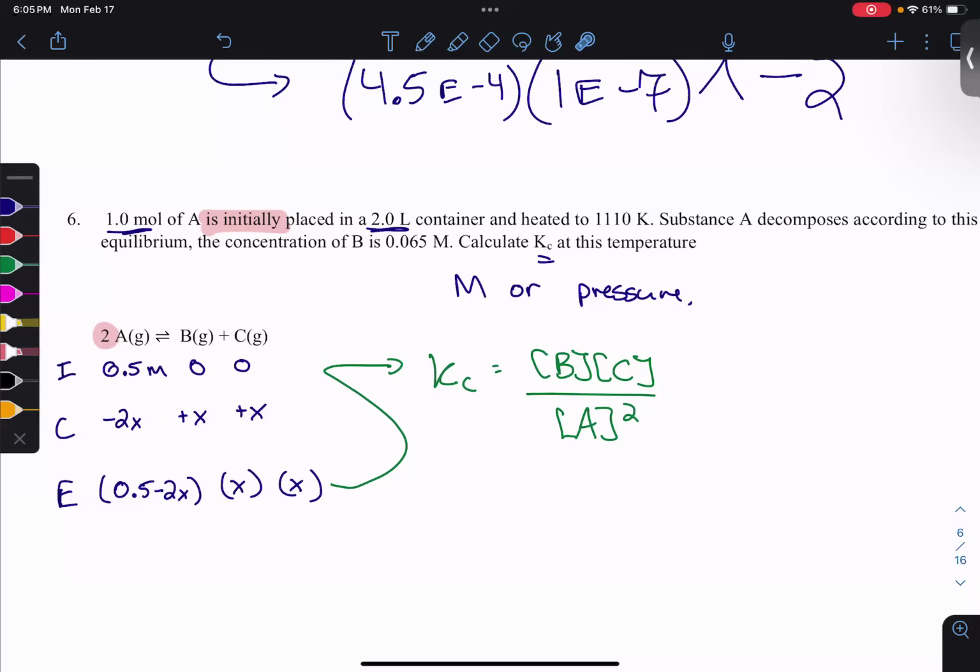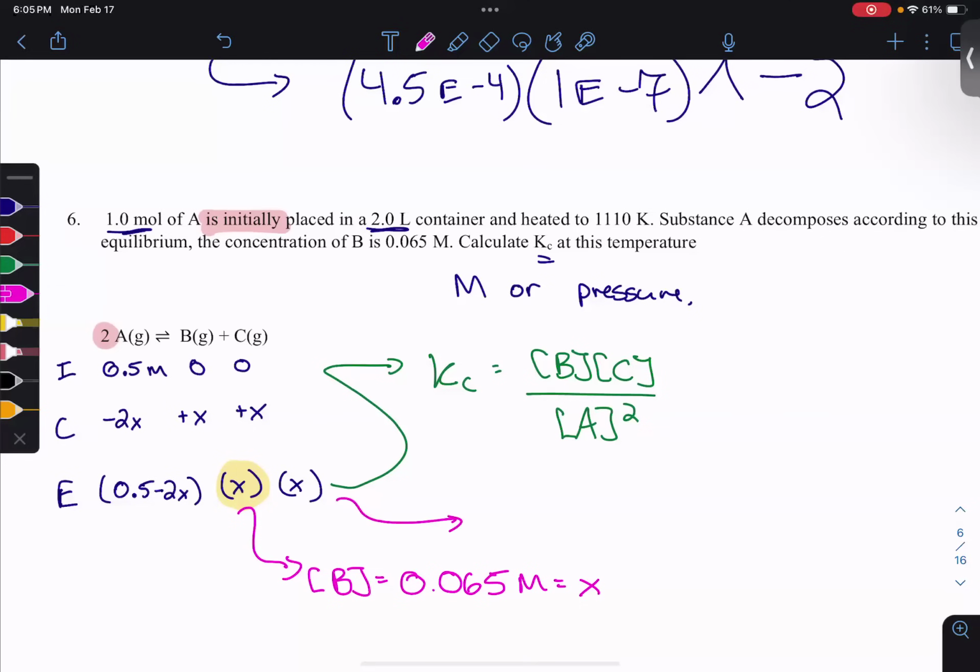Yes, that is the hint that we're going to use to fill in the rest of this ice table, all right? We still need to know how do things change. So we're going to use that hint that I'm telling you that at equilibrium, B concentration is 0.065. So doesn't that equal X? Yes, that equals X. And that's really useful to us because if that equals X, do we know the concentration of C at equilibrium? Yep, we do. It's the same number. So C concentration equals 0.065 molarity.